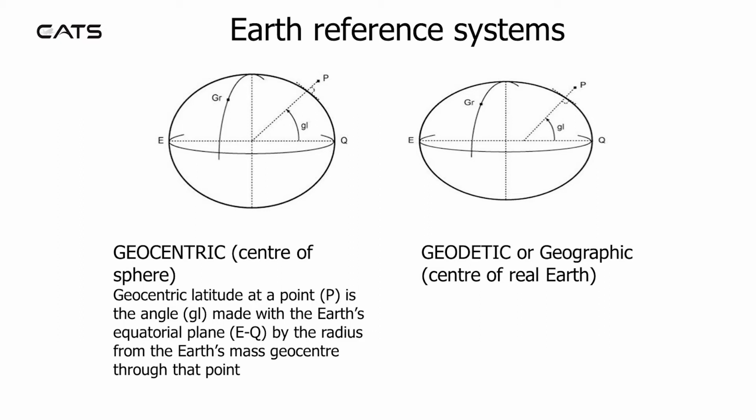Earth reference systems. Geocentric is based upon the centre of a sphere. Geocentric latitude at point P is the angle GL made with the Earth's equatorial plane, EQ, by the radius from the Earth's mass, geocentre, through that point. Geodetic or geographic is based on the centre of the real Earth.